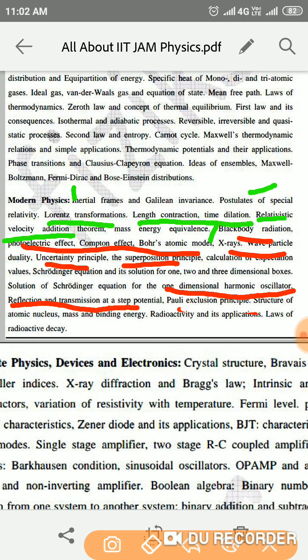Now coming to atomic physics, you should know about the atomic nucleus and mass and binding energy. That is the only part that is asked from atomic physics. And in nuclear physics, you should have a basic idea about radioactivity and the laws of radioactivity. For that you can refer to your 12th class modern physics book. That is enough. No more questions are asked beyond that 12th class level. Radioactivity is asked at a very basic level in the JAM exam. So that's all for the modern physics topic.